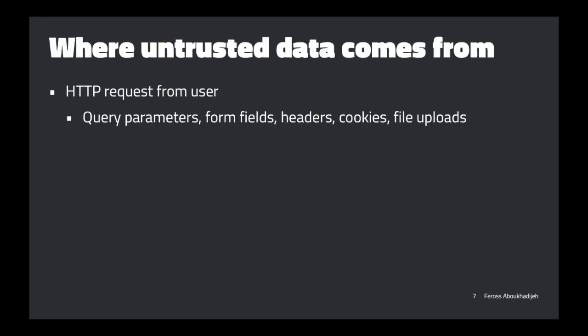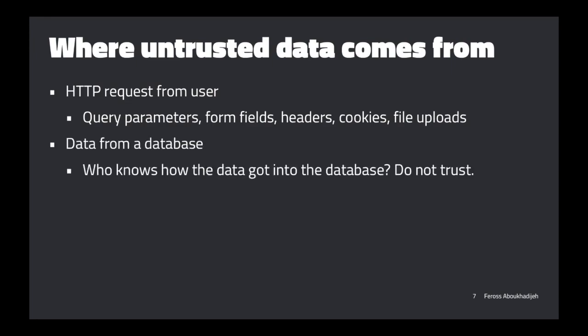So where can all this untrusted user data come from? We have HTTP requests from the user: query parameters, form fields, headers, cookies, all kinds of data that comes from the user. We have to worry about this. But also data from a database, because we don't know how the data got into the database. This data could be added by any number of different people on your team, and you don't know whether that data is in a clean format that you can just dump into your page. So you have to be conservative, not trust it, and escape it on the way out. And there's also third-party services.